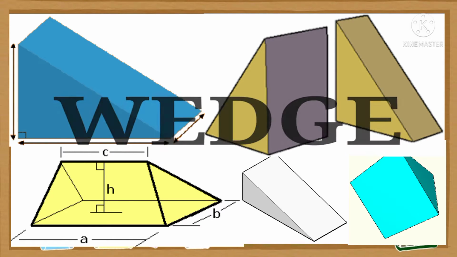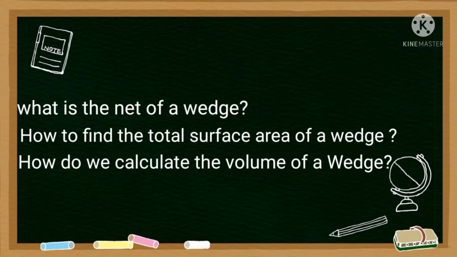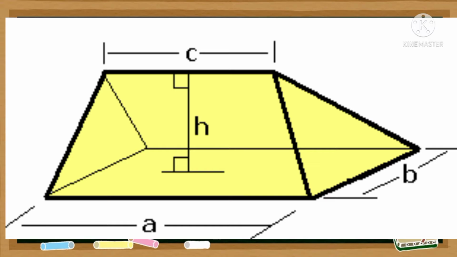Now I'll be looking at the wedge. I'll be looking at what is the net of a wedge, how to find the total surface area of a wedge, and how do we calculate the volume of a wedge. So, in solid geometry, a wedge is a polyhedron defined by two triangles and three trapezoid faces.